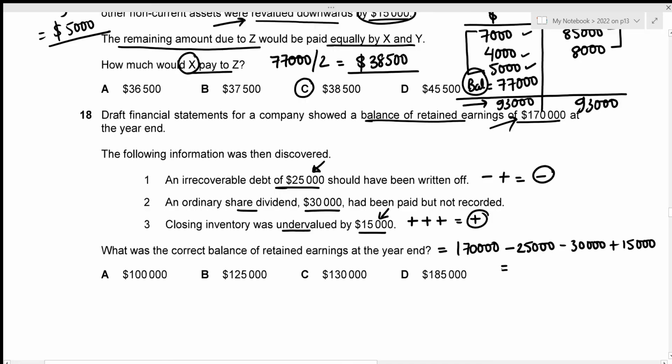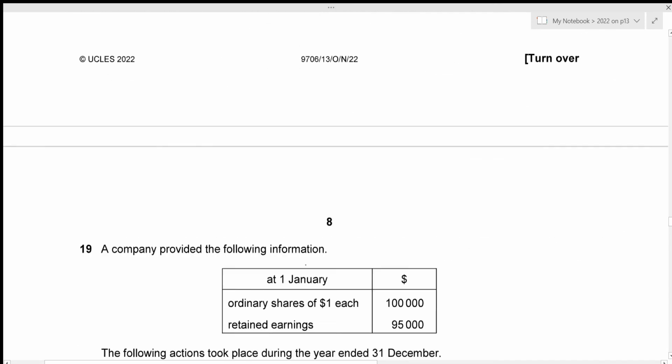Now the correct balance of retained earnings at the year end is going to be 170,000 minus 25,000 minus 30,000 plus 15,000, which results in 130,000. This is the answer we're looking for, which is given in option C. This concludes question number 18. We can now move towards question number 19.